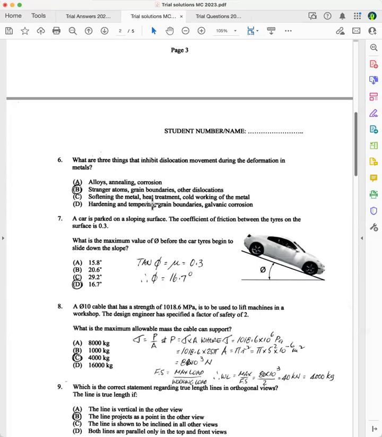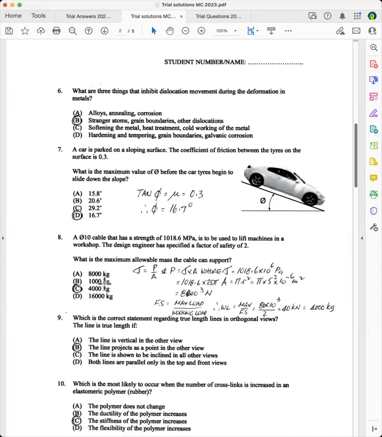A car is parked on a sloping surface, the coefficient of friction between the tyres and the surface is 0.3. These are easy questions, so make sure that you know how to do this. What's the maximum value of the slope angle before the car tyres begin to slide down the slope? You know that this is the angle of static friction, and that tan phi equals mu, which is 0.3, and inverse tan, and you get 16.7 degrees. So D is the correct answer there.